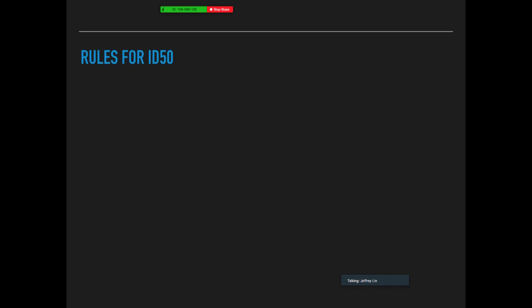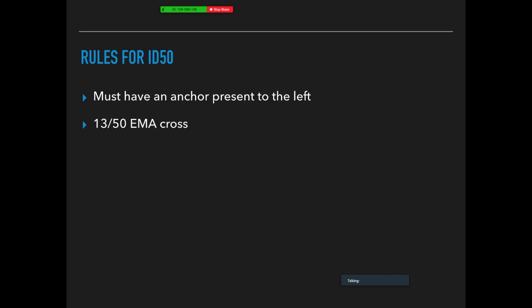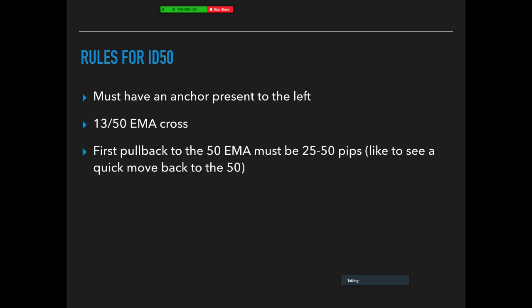So the rules are that you must have an anchor present to the left. The 13/50 EMA has to cross. And then the first pullback to the 50 EMA has to be 25 to 50 pips. And we like to see a fast, quick move back to that 50 EMA that will signify inducement, trapping, a shift by the market makers.